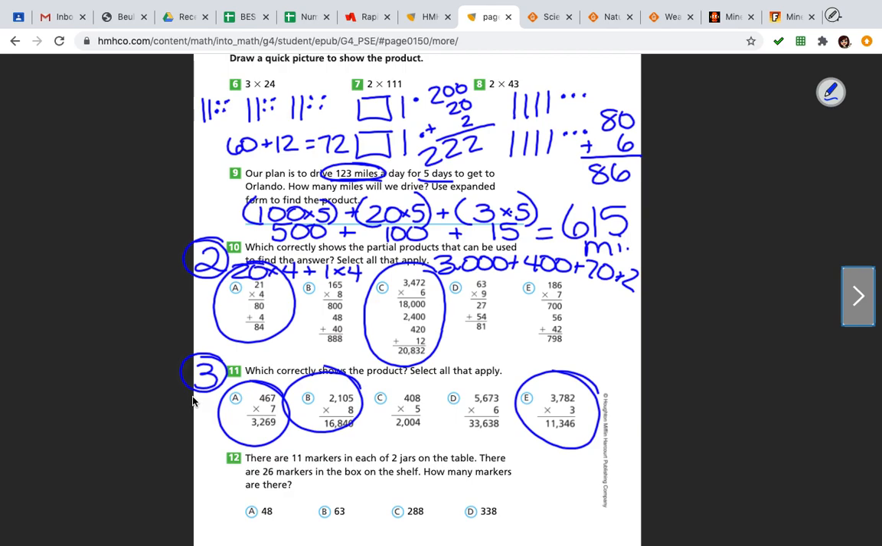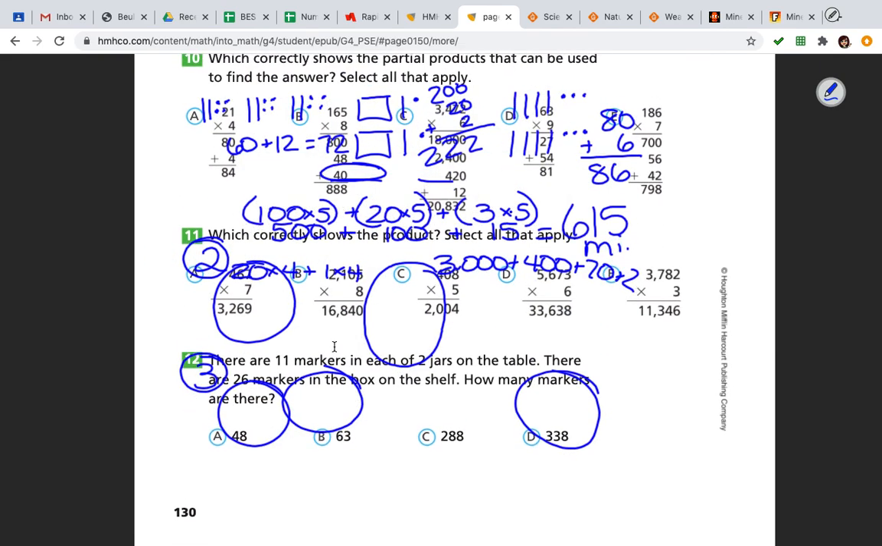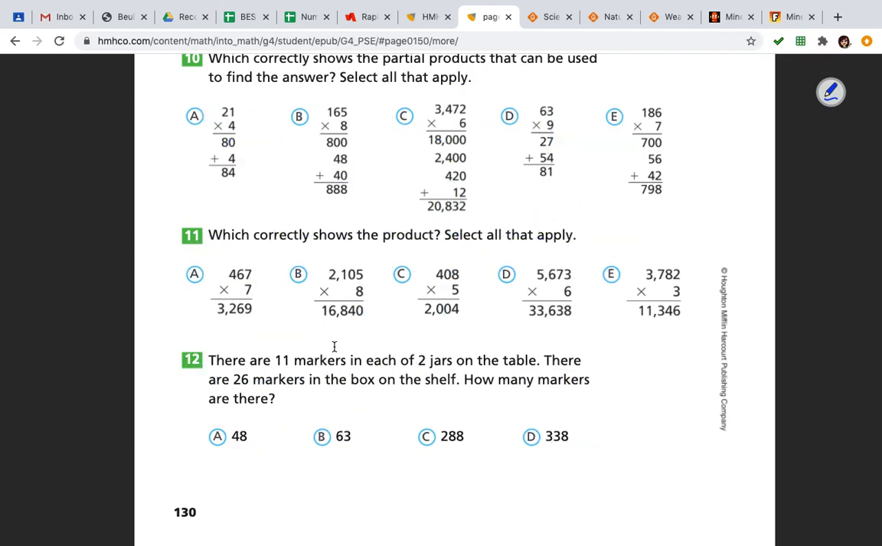Number 12, there are 11 markers in each of 2 jars on the table. So I'm gonna blow it up a little bit bigger. Hope you got those. If not, then go back and rewind the video. Number 12, there are 11 markers in each of 2 jars. So we're multiplying 11 times 2. There are 26 markers in the box on the shelf. How many markers are there?